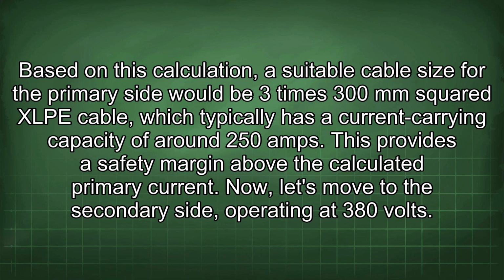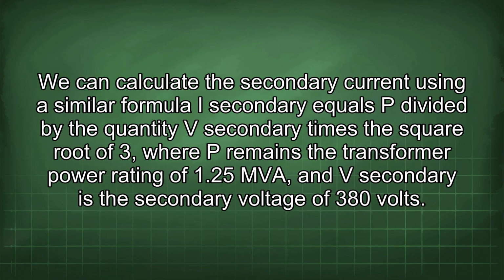Now let's move to the secondary side operating at 380 volts. We can calculate the secondary current using a similar formula. I secondary equals P divided by the quantity V secondary times the square root of 3, where P remains the transformer power rating of 1.25 MVA and V secondary is the secondary voltage of 380 volts.